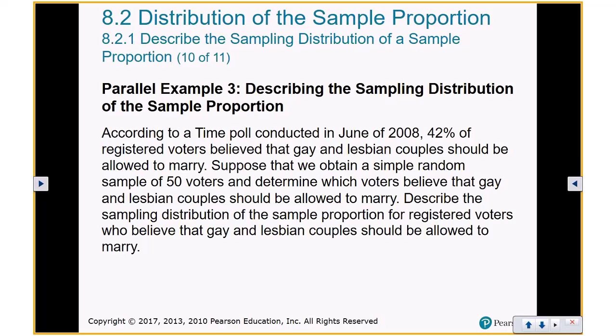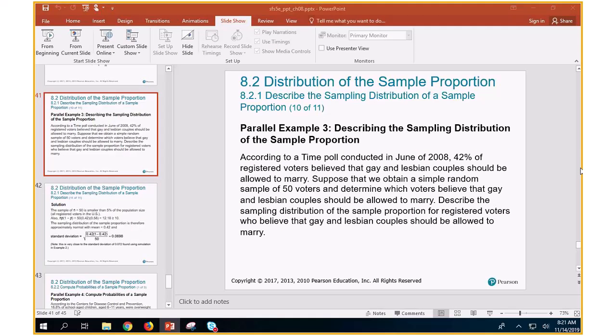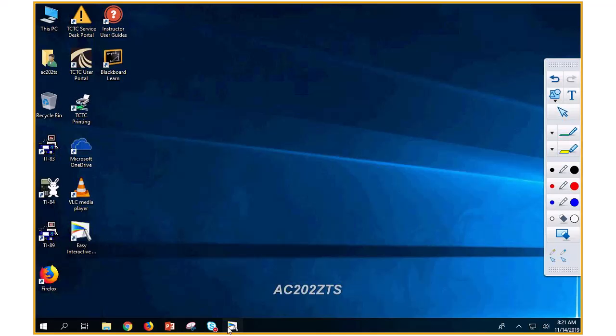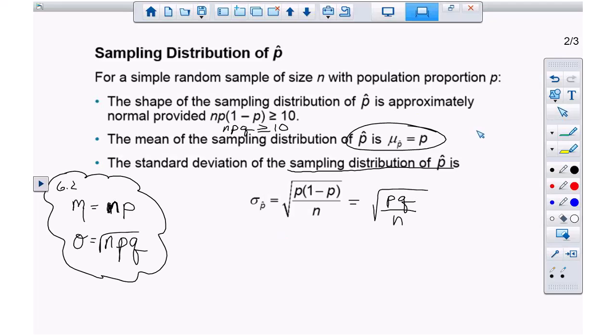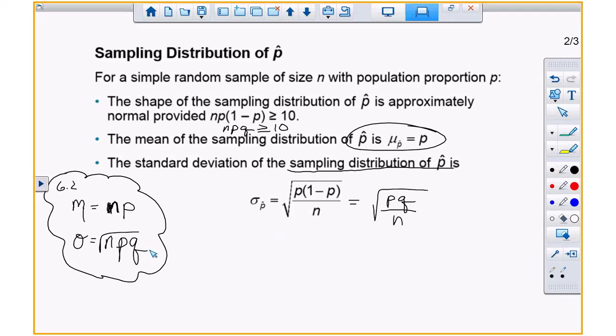What does npq find? There we go. npq. npq is the variance, and of course, what's the relationship between the variance and the standard deviation? Square root. And you also have to test it to see if it's above 10. You got that down?